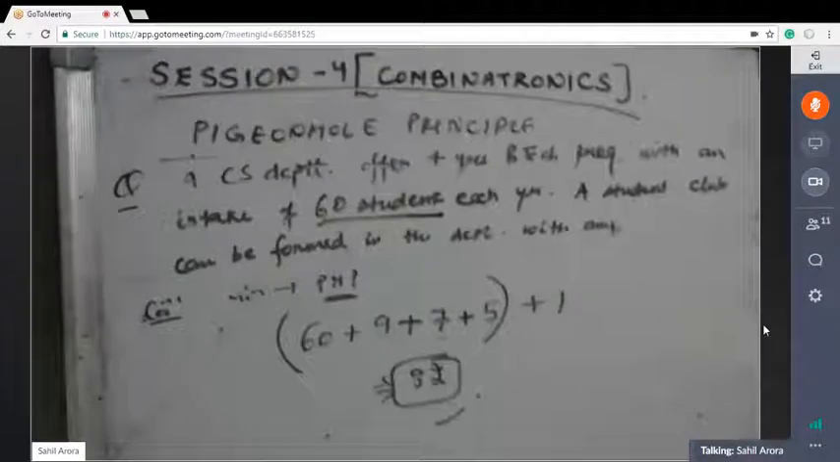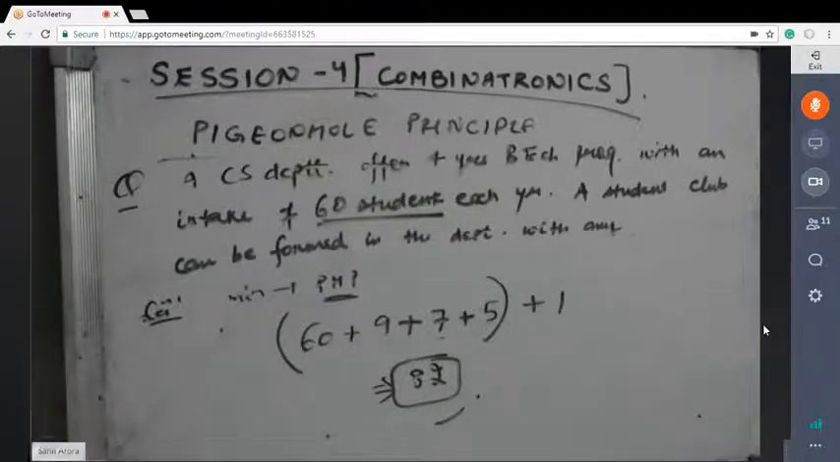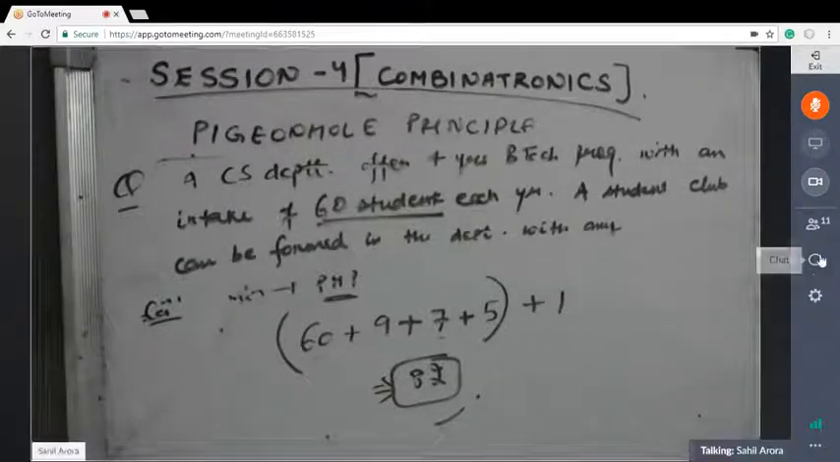I think this is clear. If any doubts, please write in chat window. Because this is the last type of question we are discussing. Then after that, we'll be discussing quite different problems on pigeonhole principle. If it is clear, write in chat window.